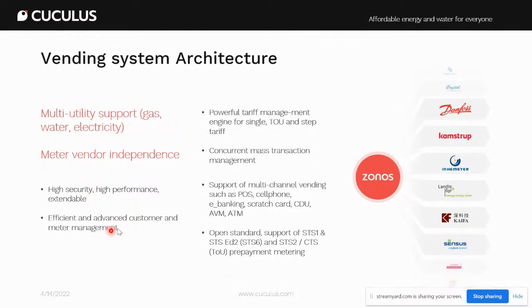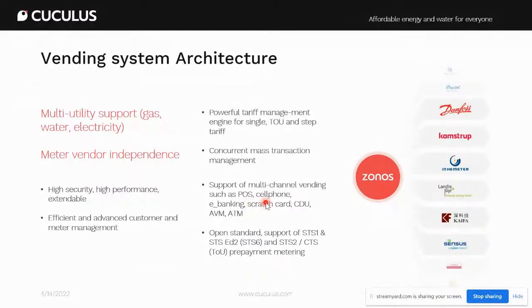We also offer efficient and advanced customer and meter management, as I explained in the functions. For the tariff settings, we not only support single or step tariffs, but also time of use, or TOU, which can be managed in the system. Concurrent mass transaction management supports multiple vending channels. As we saw before, it supports, for example, generating tokens using the POS machine, even the cell phone.